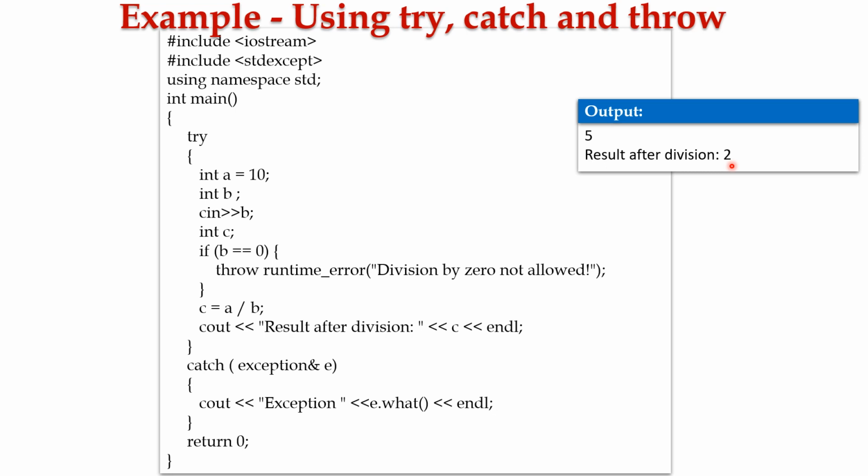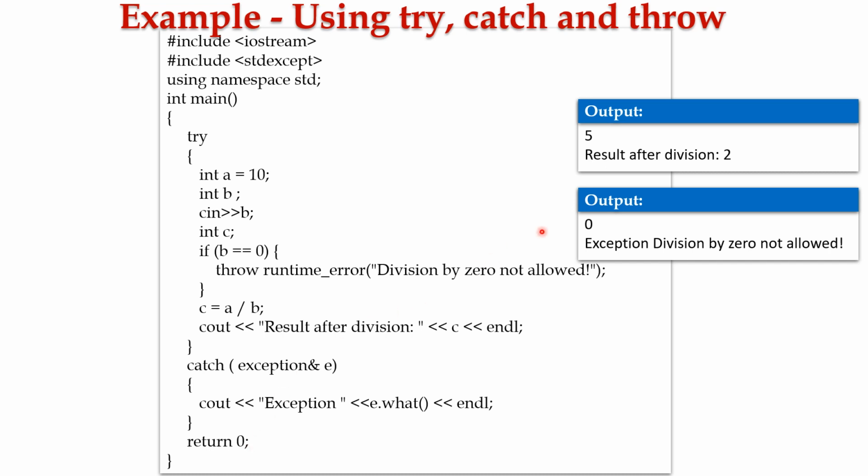Now the program gets successfully executed after executing the statement return 0. Now let's check out the other case with this example. If the value of the variable b is 0, that is, the user gives the value 0 for the variable b, then it moves to the if condition here. It checks that b is equal to 0.